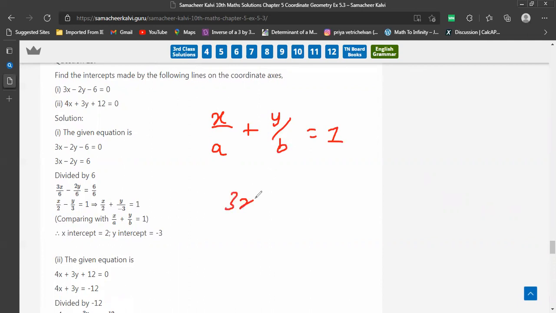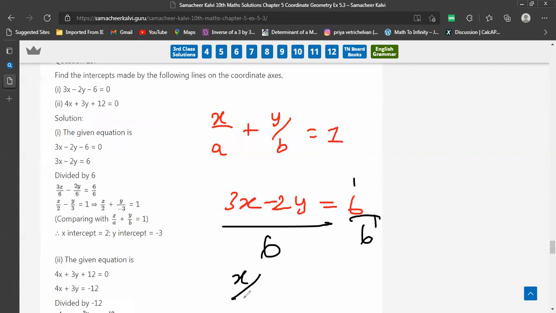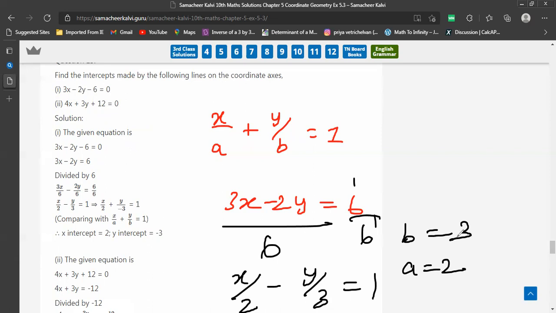Okay, so it's 3x minus 2y is equal to 6. So you have to make this right hand side as 1. So for changing 6 as 1, you have to divide it by 6. If you're dividing the right hand side, you have to divide the left hand side also by the same number. So it will be x upon 2 minus y upon 3 equal to 1. So a is going to be 2 and b is going to be 3. Understood?